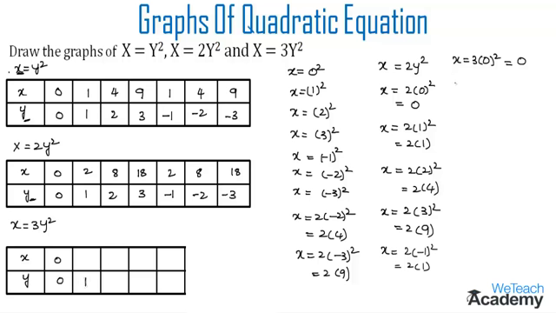And if we take the y value as 1, then we get x is equal to 3 into 1 whole square. That implies we get 3 into 1. So we get 3 one time is 3. So let us write 3 over here.